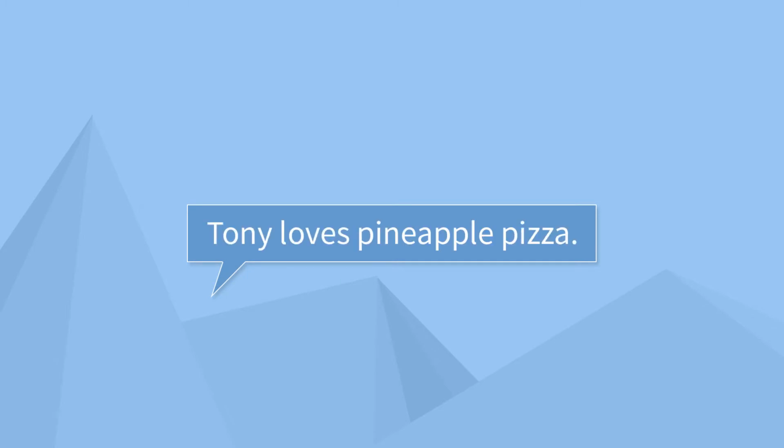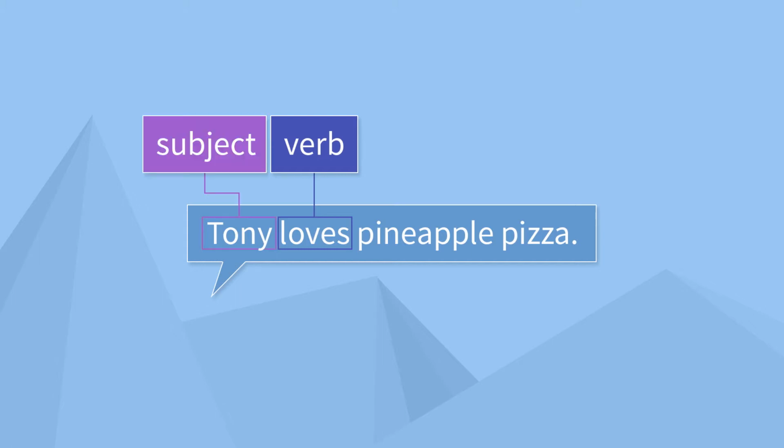Tony loves pineapple pizza. See if you can answer the following questions. What is the verb in this sentence? The verb is loves. What is the subject of the sentence? Well, of course, the subject is Tony. Is the verb transitive or intransitive? This is a transitive verb. If it's transitive, what's the object? The object is pineapple pizza.